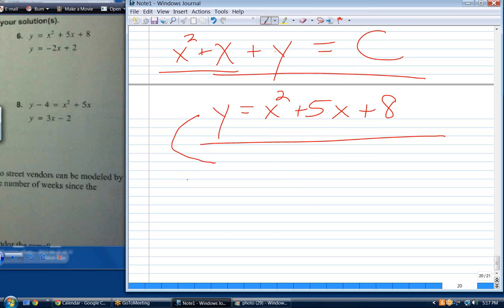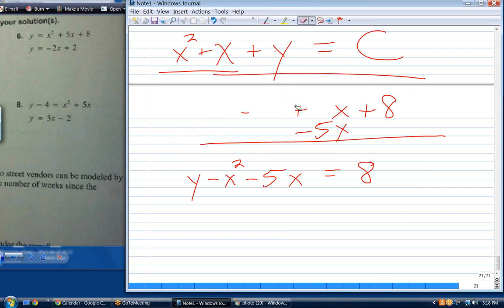Okay, so plus x squared. Keep going. Plus 5x, minus 5x, yeah, minus 5x equals 8. Okay? So we got that first equation in the form we need it in to be able to do elimination. Now let's get the second equation in that same form. So the second equation is, here, let me erase the first one.